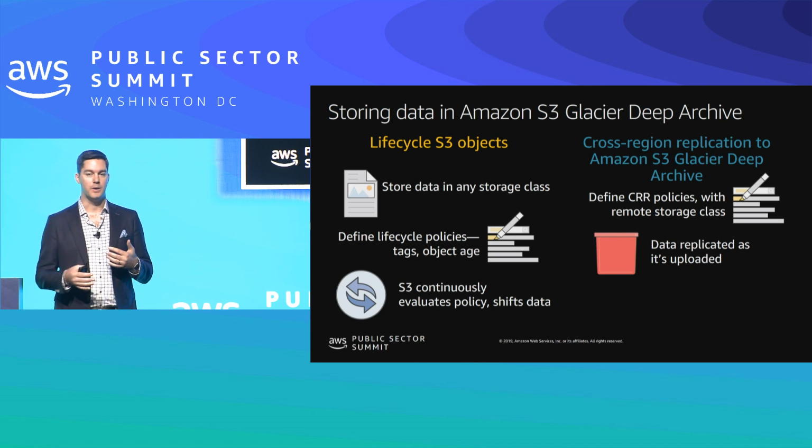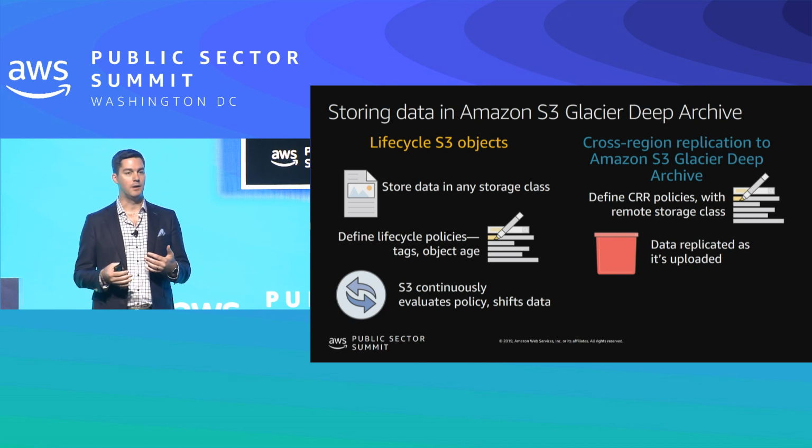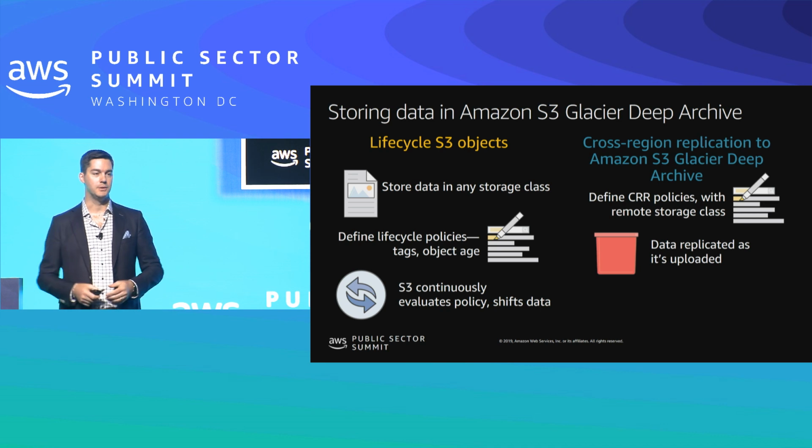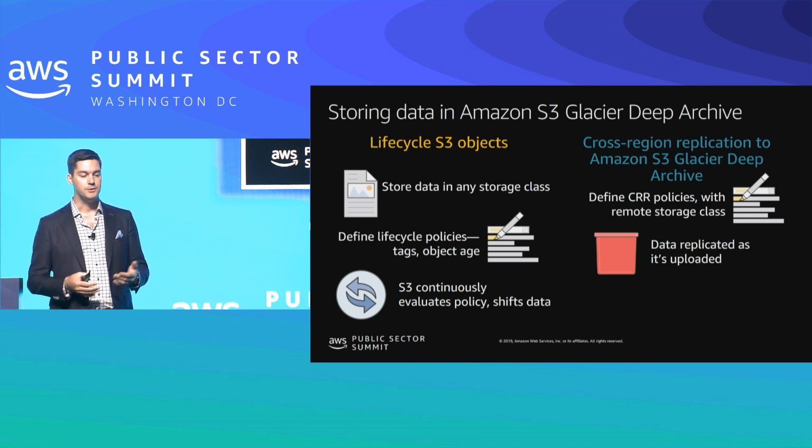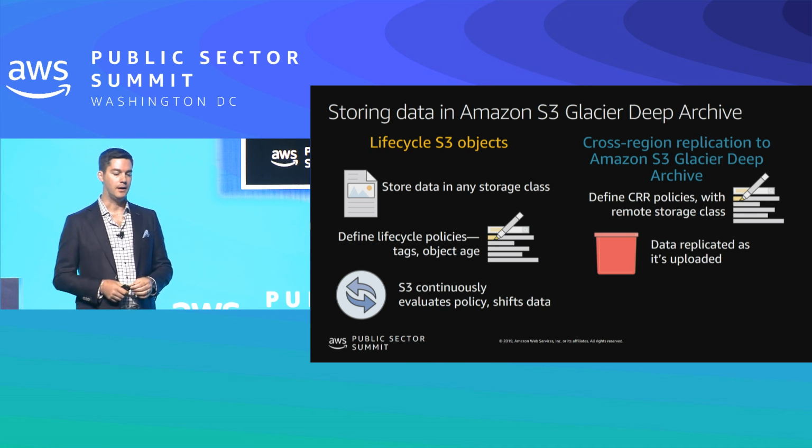Now the policies are where it starts to get a little bit more interesting and gives you a little bit more creativity to use some AWS tools to better manage your data. So you can move objects into both Glacier and Deep Archive using a lifecycle policy or a cross-region replication policy.